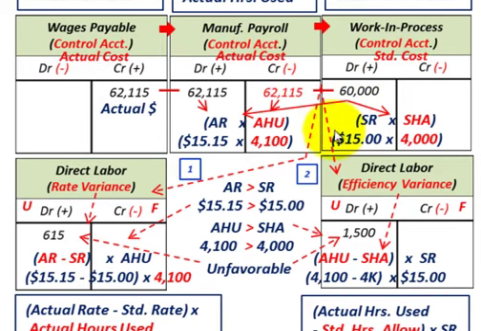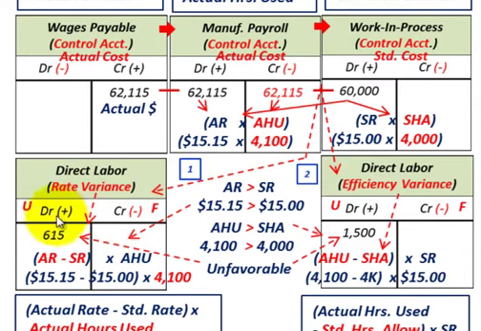Now let's figure out our variances, starting with our direct labor rate variance. That's based on our hourly rate. Our actual rate per hour for the cost that we accumulated is $15.15. Our standard rate, that's what we budgeted for, or allocated as our standard rate, was $15. Now, our labor rate variance is really the difference between our actual rate versus our standard rate, times the actual hours used. So let's go down and look at that.